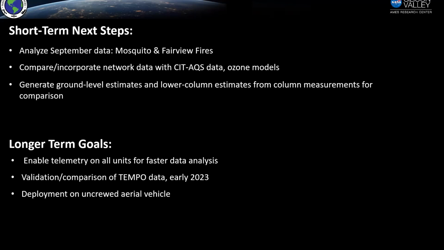And one final thing that we're looking into is getting these monitors onto uncrewed aerial vehicles, which we think could be really cool for volcanic emissions and also for wildfire as well, to get a safe way of measuring data that is right near a plume.